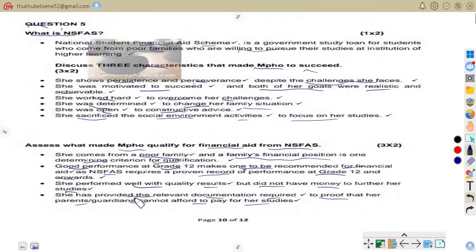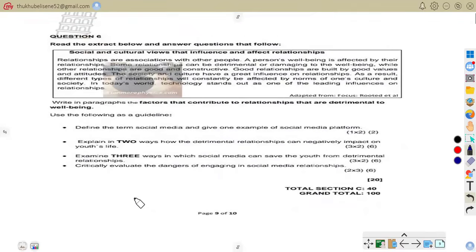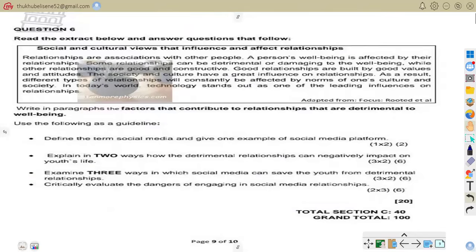And then we are to attend to question 6. Question 6 says, read the extract below and answer the questions that follow. Social and cultural views that influence and affect relationships. As it says, relationships are associations with other people. So a person's well-being is affected by the relationship. Some relationships can be detrimental or damaging to well-being, while other relationships are good and constructive.